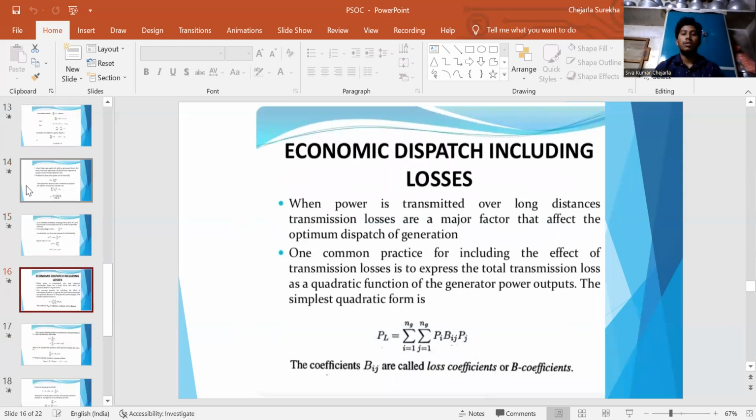Economic load dispatch including losses. When power is transmitted over long distances, the transmission losses are a major factor affecting the dispatch of generation. One common practice for including the effect of transmission loss is to express the total transmission loss as a quadratic equation of the generator outputs. The simplest quadratic equation is shown in the figure. The coefficients B_ij are called the loss coefficients.